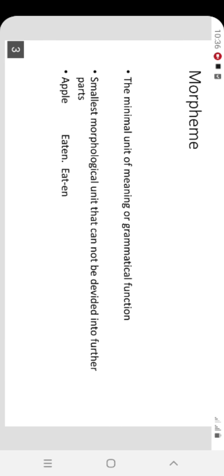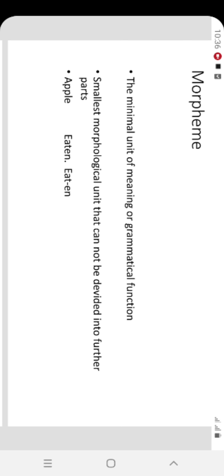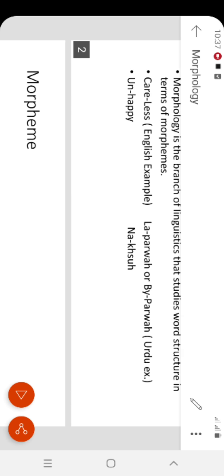Here we talk about morphemes, the minimal unit of meaning or grammatical function, as I told you, because most of the times the words added to the stem words, they change their grammatical category or they change their meaning. As I gave you an example of teacher, the word teach is changed from verb to noun. Teach is a verb and teacher is a noun. So let's come back to the previous slide.